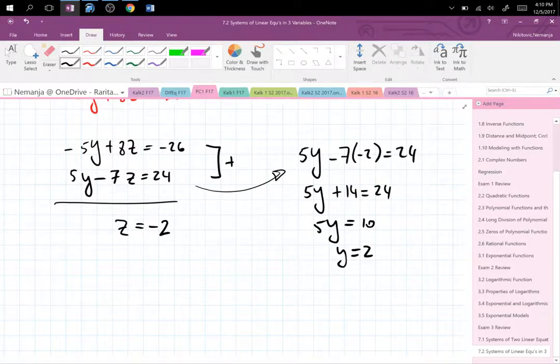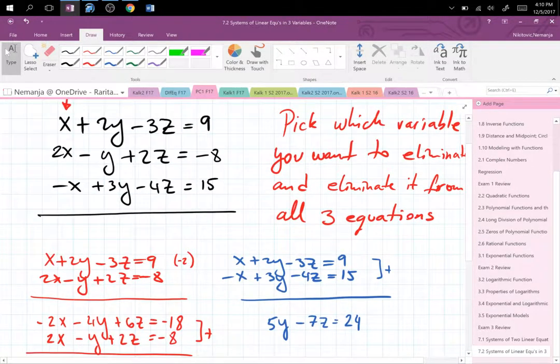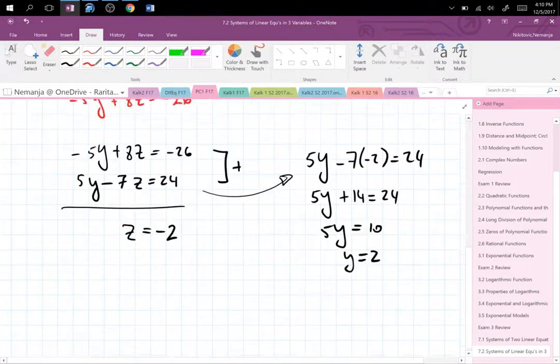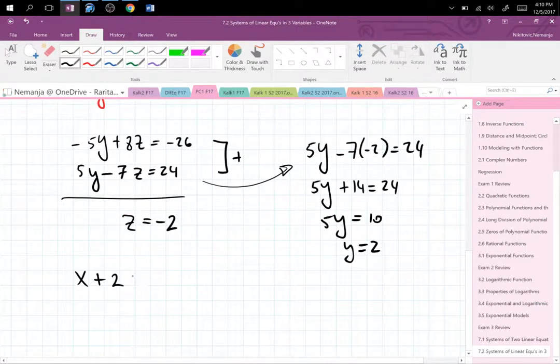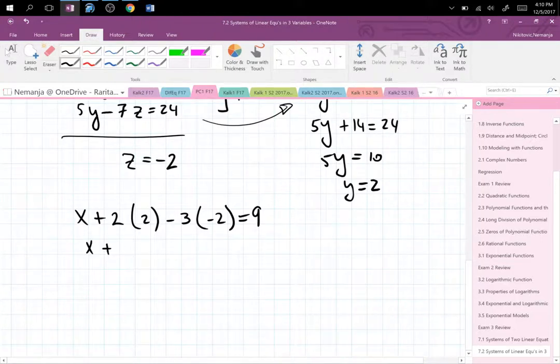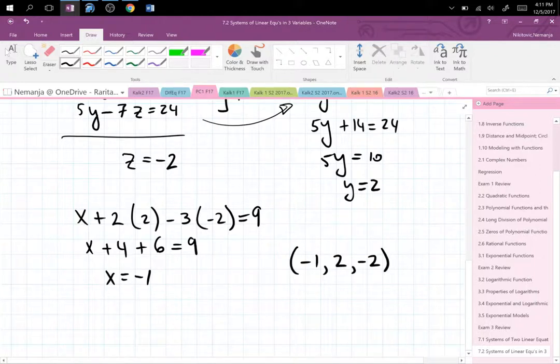You can use the first equation now if you want. I believe the first equation had the smallest numbers. Or no, maybe the second equation. Yeah, whatever. x plus 2y minus 3z equals 9. That's x plus 4 plus 6 equals 9. x equals -1. Yay. So -1, 2, -2, and that will be the solution.